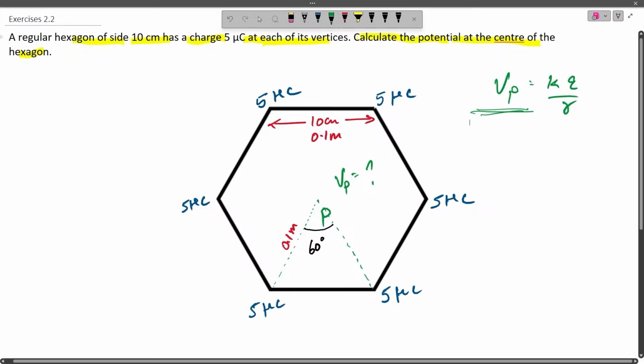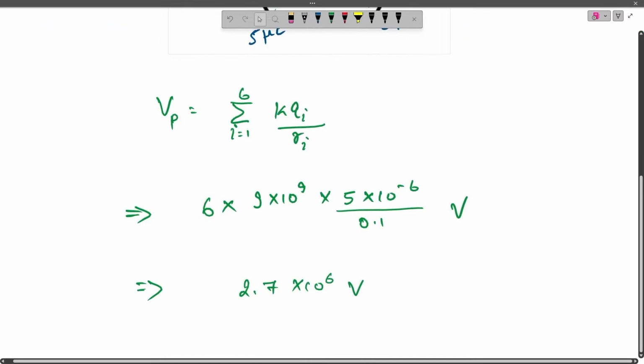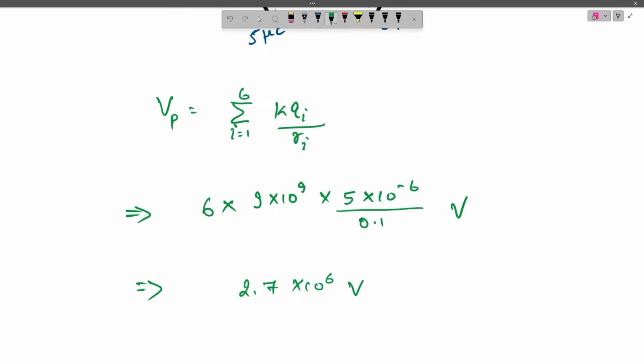Now, finding out potential of the system, we can write it as Vp equals summation of kqi by ri, where i varies from 1 to 6 because there are 6 charges, and since the distance of separation is the same, we can simply write it as 6 times kq by r, where q is the charge on the vertex and r is the distance of separation between the vertex and the center. Now that will give us a value of 2.7 into 10 to the power 6 volts.